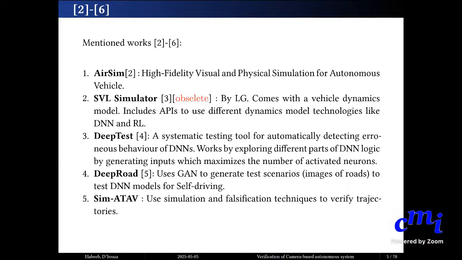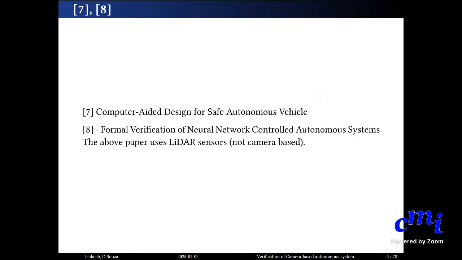There is one SBL simulator by LG, but it is now being discontinued. And then Deep Test, Deep Road, and SimEtap. All of these are simulation and falsification instruments. Now, the paper also mentions two verification papers, but these use mostly lidar sensors. This paper uses a camera-based approach.